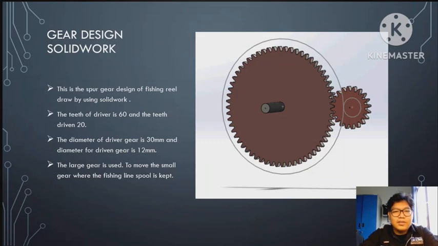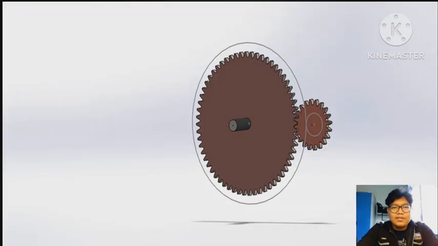I'm presenting about gear design. This is the spur gear design of a fishing reel drawn using SolidWorks. The driver gear has 60 teeth, and the driven gear has 20 teeth. The diameter of the driver gear is 30 mm, and the diameter of the driven gear is 12 mm. The large gear is used to move the small gear where the fishing line spool is kept. This is the animation of the gear fishing reel.